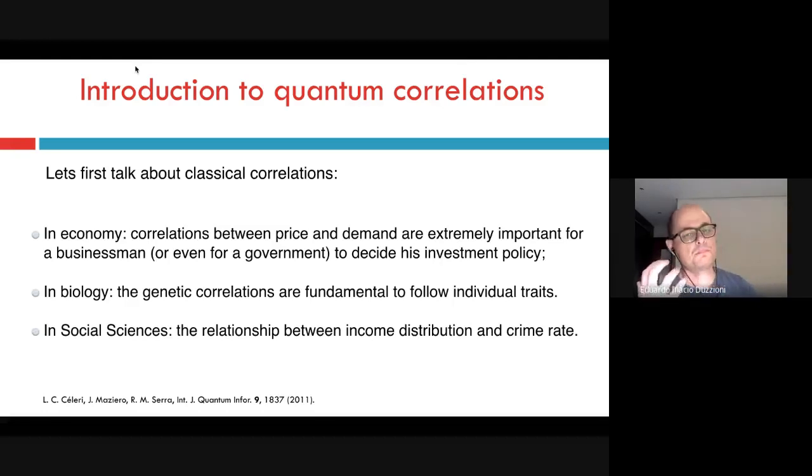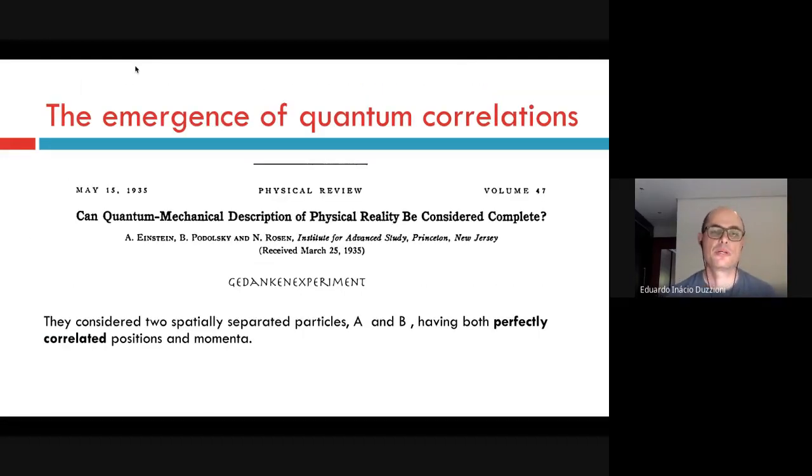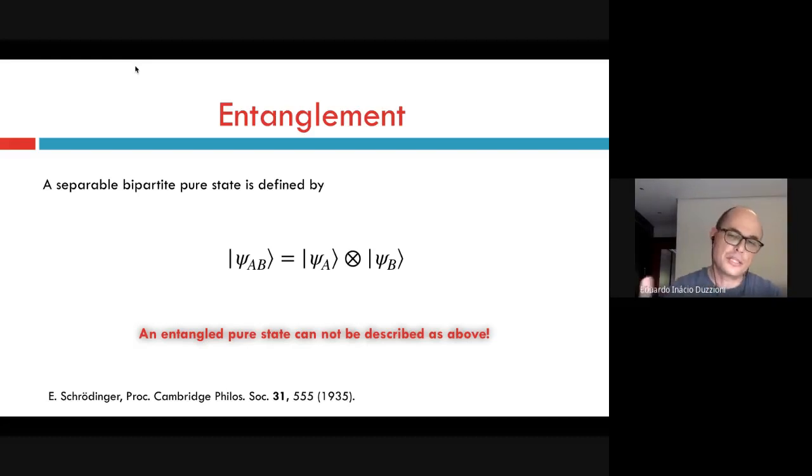But now the question is, what are quantum correlations and in which sense are they different from classical correlations? The emergence of quantum correlations started in 1935 with the famous paper by Einstein, Podolsky, and Rosen, who used a thought experiment. They considered two separated particles, A and B, which interact at first and are then separated, and they were described by a perfectly correlated state between position and momentum of the particles. This kind of correlation in the thought experiment is entanglement. Entanglement was first named by Schrödinger in the same year.